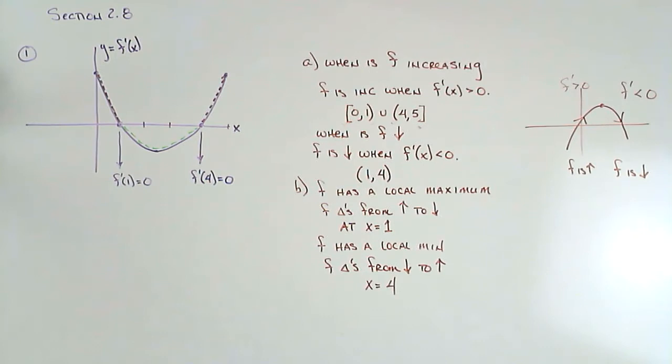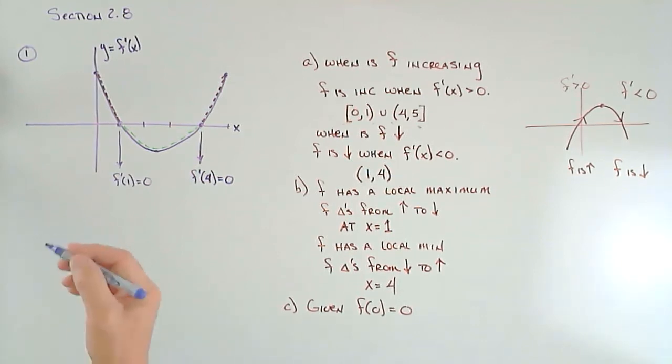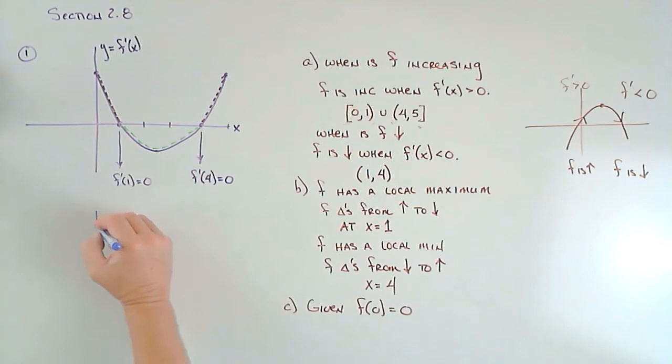Then in part C, we're given f of 0 equals 0. We're actually given a point on our graph. And it says, sketch a possible graph of f. Now, why do they say sketch a possible graph of f? Well, there's a lot of answers that fit the description that we've been given so far. Typically, when we want to sketch the graph and we're given the derivative, we do it right below the graph of the derivative. It just makes things easier.